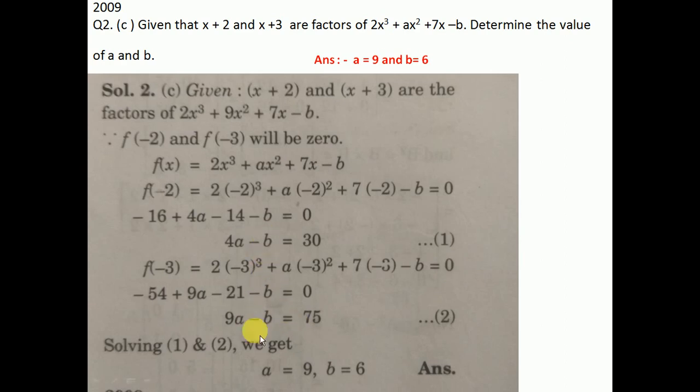Here, once again, as we discussed, you can subtract equation 1 from equation 2. b will get cut. 9a minus 4a is 5a. 5a is equal to, if you simplify, 75 minus 30 is 45. So 45 by 5 is 9. Once you get a as 9, replace it here. Better to use this one instead of that because numbers are simple. You get b is 6. Same as before, here both the remainders are 0 because both of them are factors. Once you understand the concept, even if values change, you can easily manage.